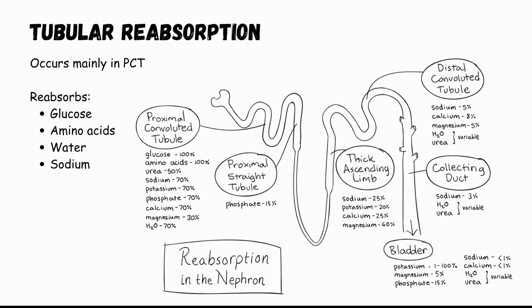In this step, essential substances are reabsorbed back into the bloodstream. It mainly occurs in the proximal convoluted tubule. Substances reabsorbed include glucose, amino acids, sodium, water. This ensures that valuable nutrients are not lost in urine.